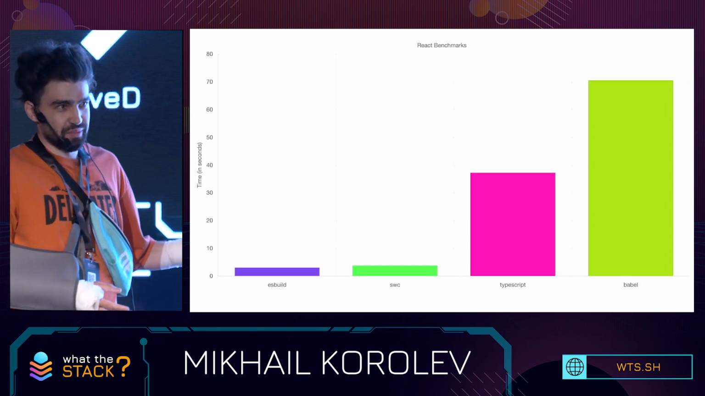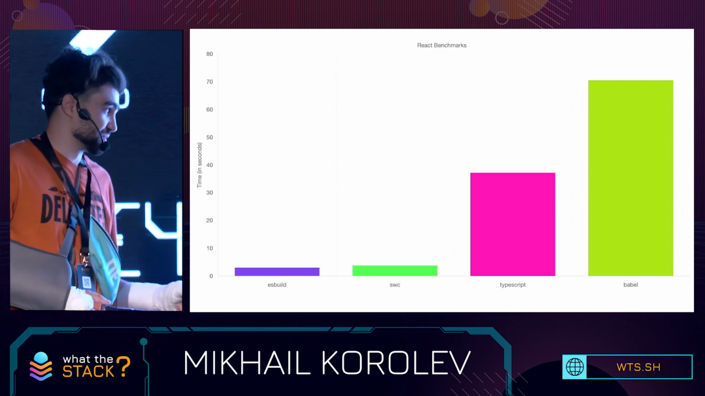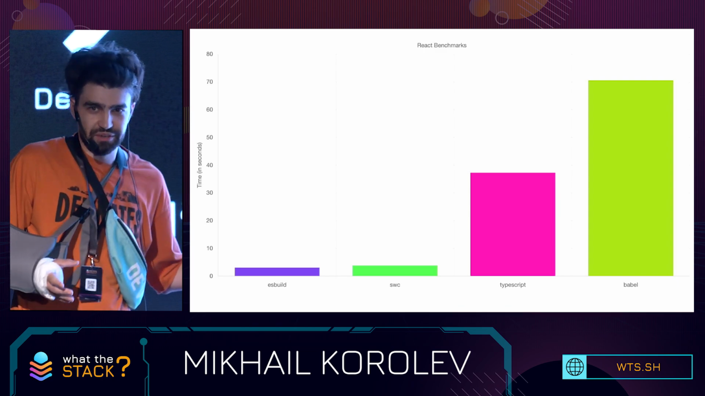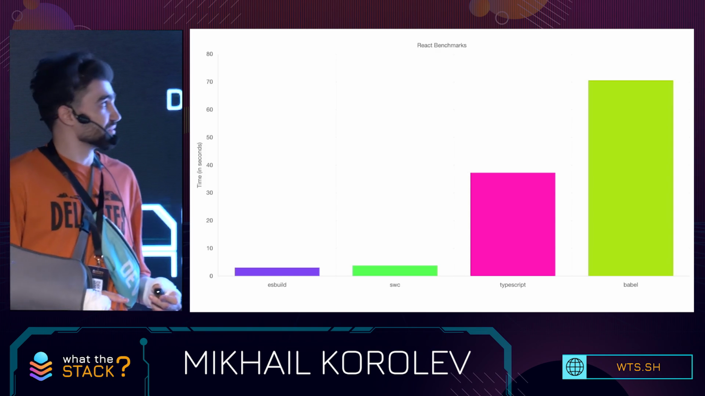Now, those benchmarks are from 2021. These are highly irrelevant, but are just here for the scale to see how fast both of those things are compared to something like TypeScript or Babel. That is for a relatively big React code base, so you add JSX, transpile stuff, all this stuff like that.